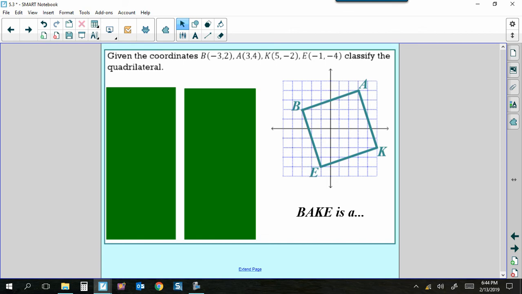So I'm going to go ahead and find the slopes. And I'm going to find the slopes to use the fact that I have right angles. Well, hold on. Wait a minute, Mrs. Weichel. I've got to graph this thing real quick. Okay, so go ahead. Sorry.